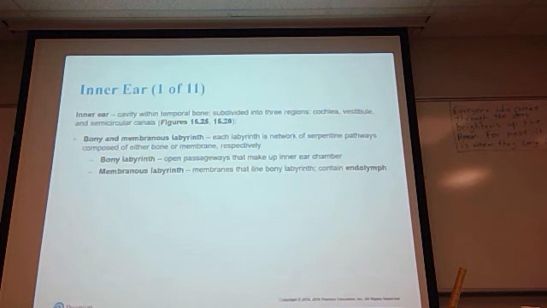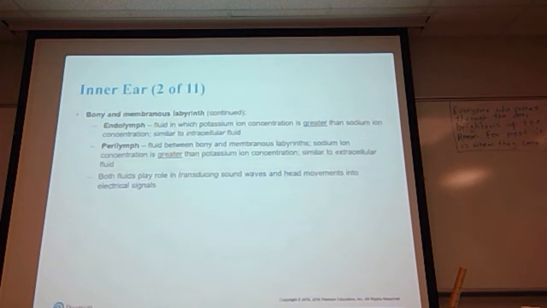The bony and membranous labyrinth. Each labyrinth is a network of serpentine pathways composed of either bone or membrane, respectively. The bony labyrinth opens pathways that make up the inner ear chamber. The membranous labyrinth is membranes that line the bony labyrinth, containing the fluid called the endolymph.